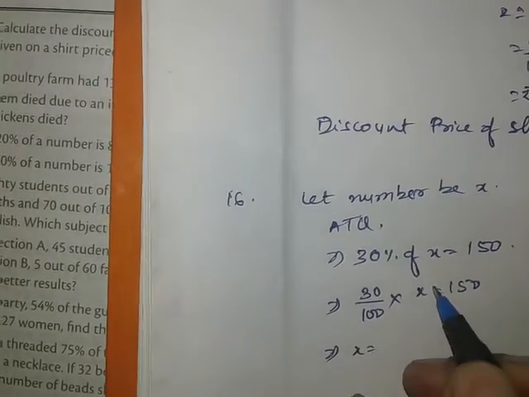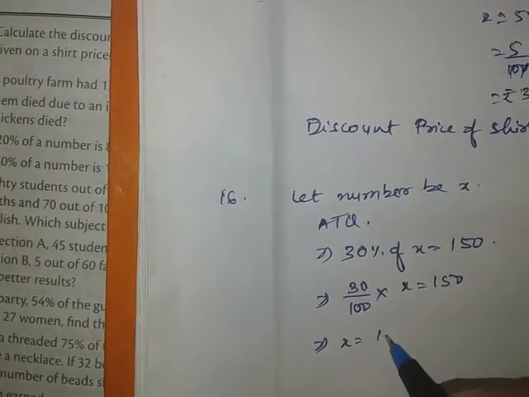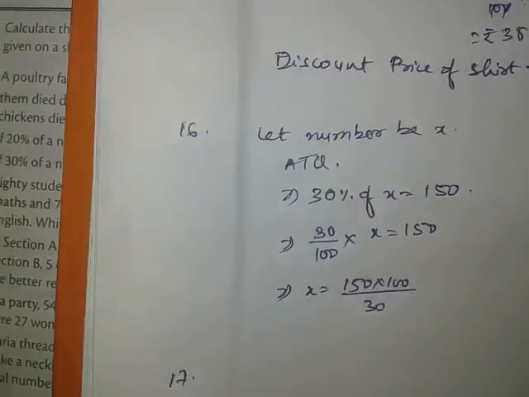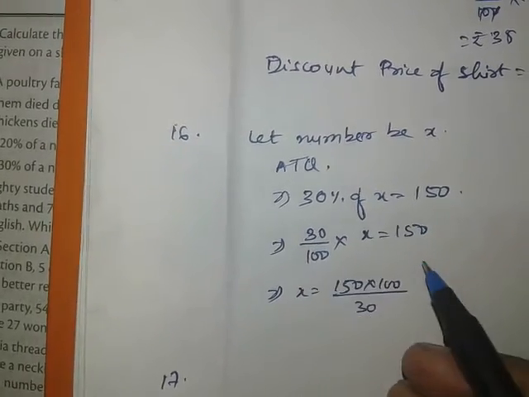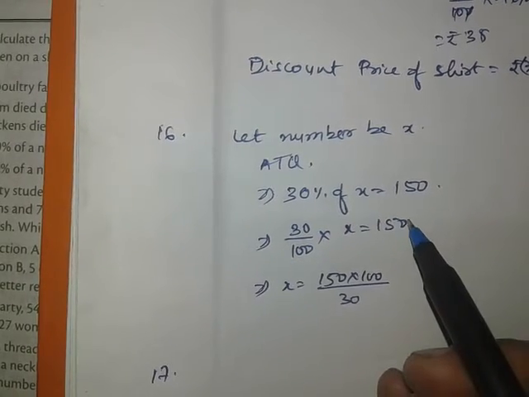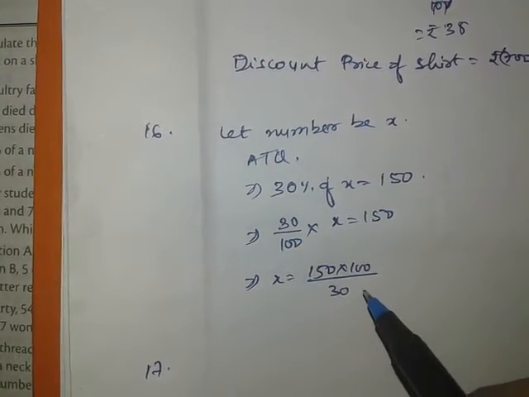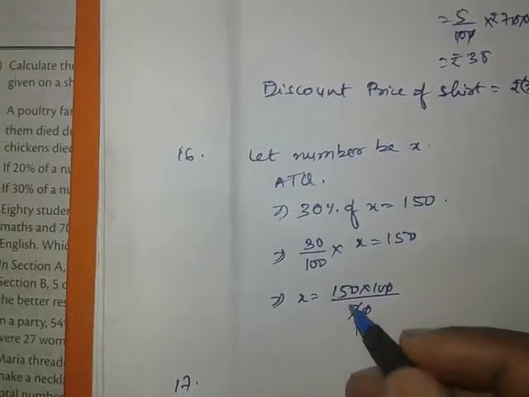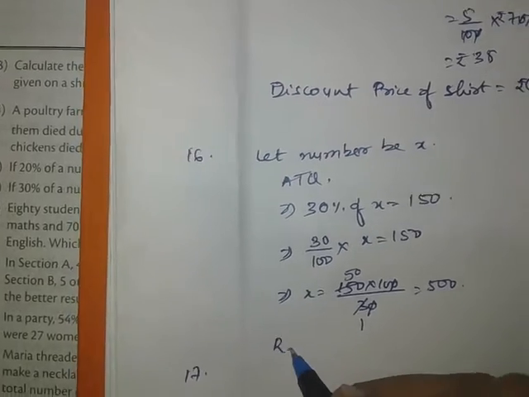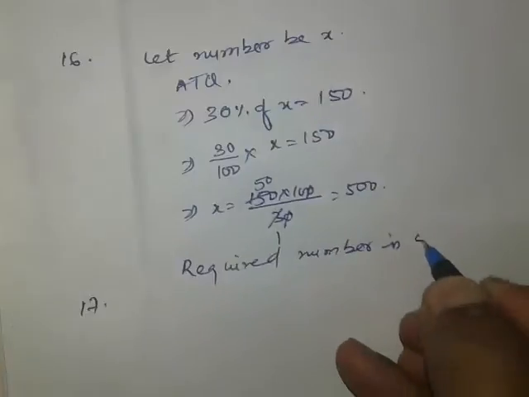Now we want to find only x, so we move this to the other side. This is in the divide sign, so it goes to the other side in multiply, and this 30 comes down. Why? Because 30 is in the denominator, so the denominator becomes the numerator and the numerator becomes the denominator. So this 100 comes to this side as a numerator, and the 150 comes to this side and becomes the denominator. Cancel: 3 1s are 3, 3 5s are 15. So it is 500. So the required number is 500.